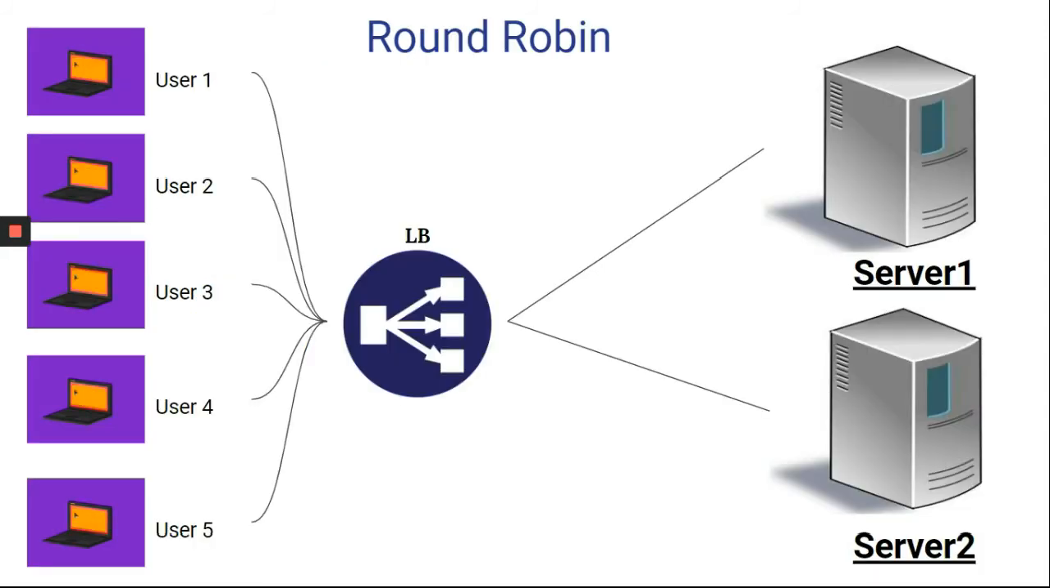Round robin is the most popular load balancing algorithm. It is easy to implement and easy to understand. Let's say you had 2 servers waiting for requests behind your load balancer.